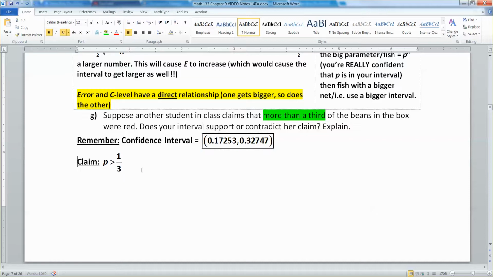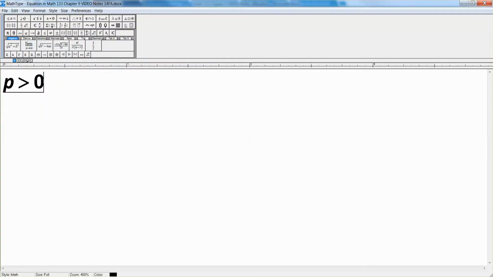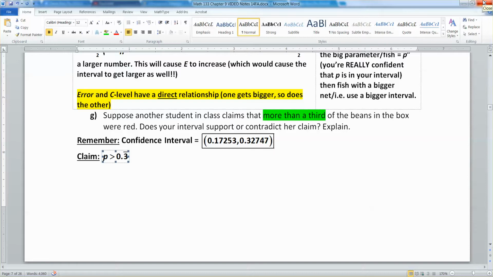All right, so they're claiming greater than a third, which would be greater than 0.33333 repeating. Remember, 0.333 with a repeating bar, it's got to have that repeating bar, is a third. Well, no, this whole interval is below a third. This is below 0.333. So the interval contradicts the claim because the entire interval is below 1/3.